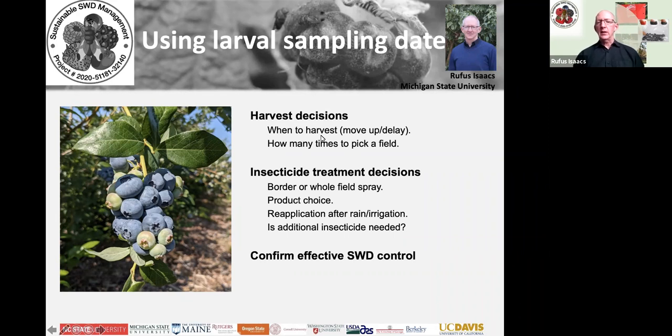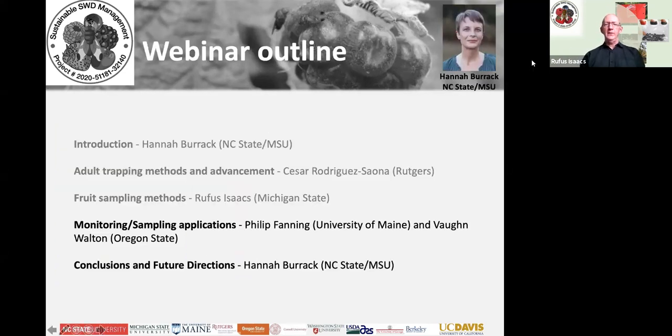And then I can't see the last one because all the question boxes are up, but whatever it says at the bottom about spotted-wing Drosophila control. Let's see what my slide says. Oh yes, confirm effective spotted-wing Drosophila control. So I focused on the detection of larvae, but I think it's also really important for growers to know that there aren't larvae there and know that those fields can be harvested and marketed. So that's the end of my section, and I'll turn it over to Phil and then Vaughan.